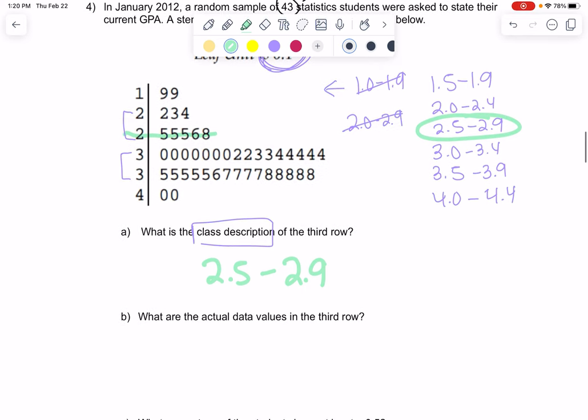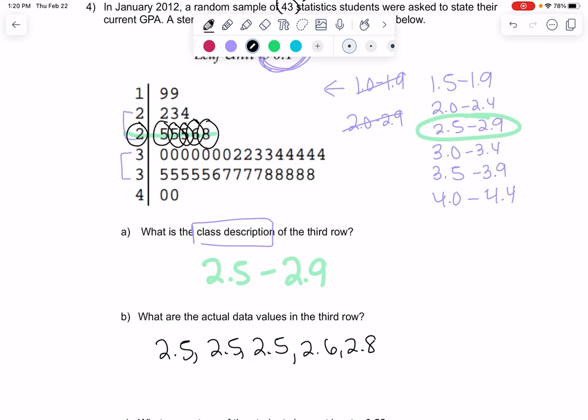If we converted this to a table, what would we get? Now the actual data values is what do these numbers represent? So this helps us if we understand stem leaf. So 2.5 means 2.5. The second 5 and the third 5 are two more students with 2.5s. So we had three 2.5s in this data set. We had a 2.6 and a 2.8. Those are the actual data values. So stem leafs are nicer than other graphs if you want to know the individual data values.